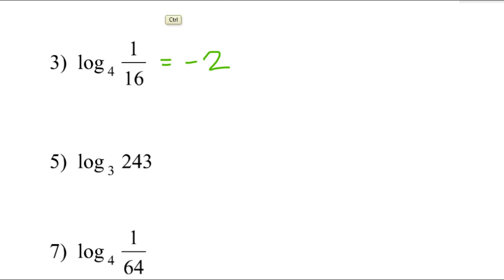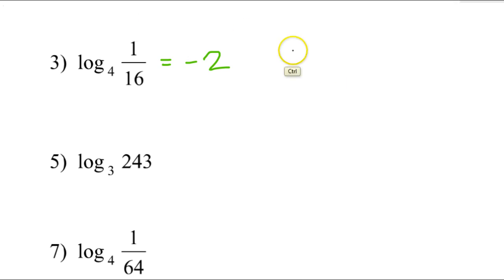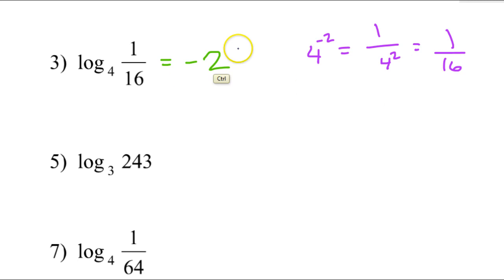And I'm going to do something that I don't always do. Let's check this answer. So, I'm claiming that 4 to the negative 2 power will give me 1/16. Well, remember, this would be the same thing as 1 over 4 squared, which in fact is 1 over 16. So it works.